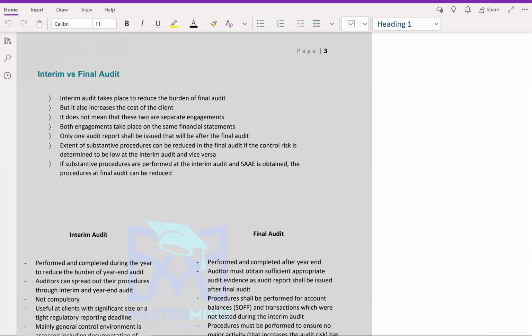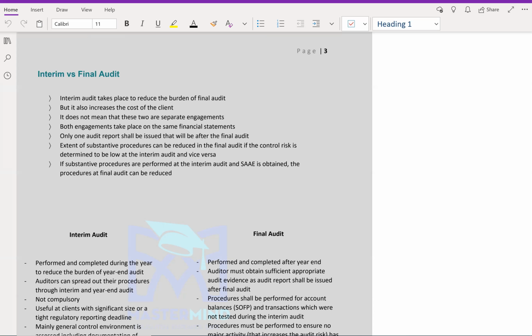Okay. It does not mean that these two are separate engagements. Both take place on the same financial statements. Remember this. Only one audit report shall be issued, and that will be after the final audit. So it's basically a final audit bifurcated into two separate engagements. The extent of substantive procedures can be reduced in the final audit if the control risk is determined to be low at the interim audit, and vice versa.